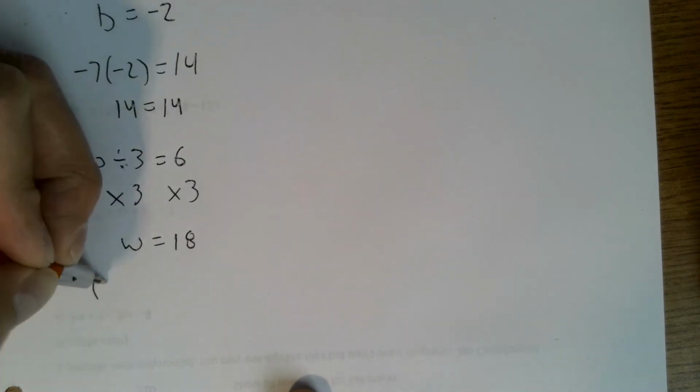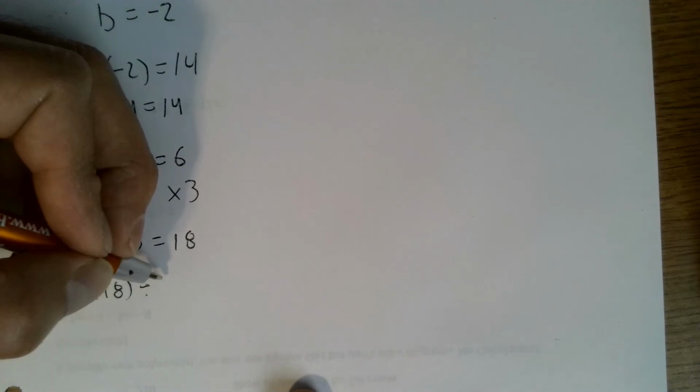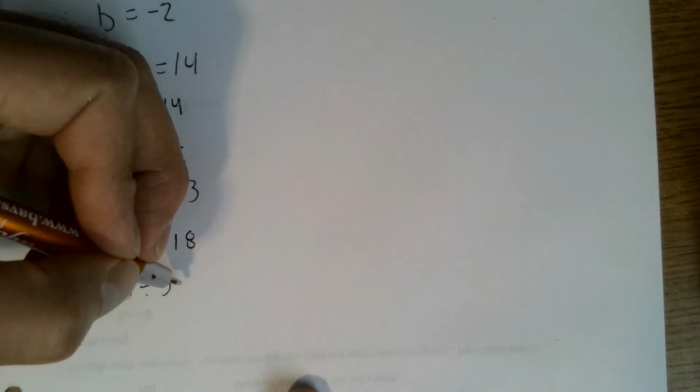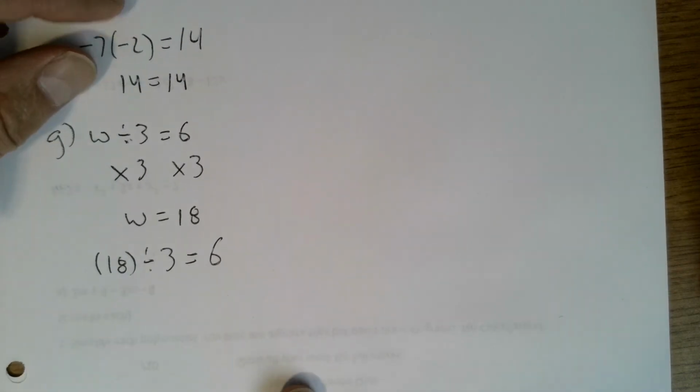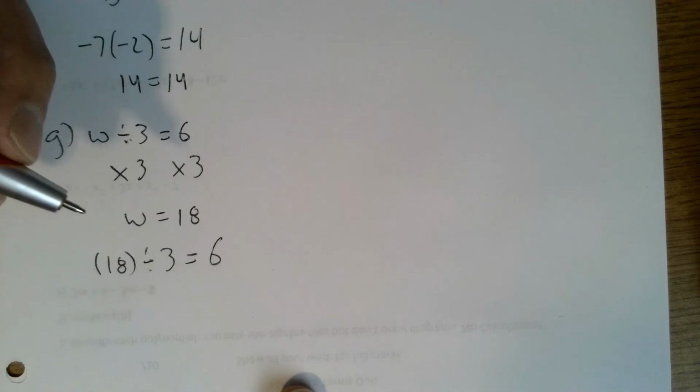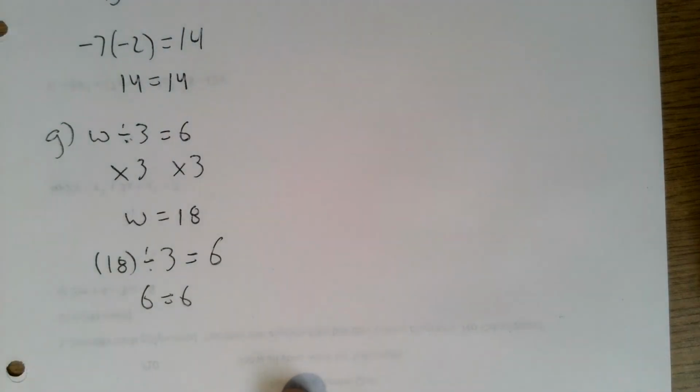Do our check, written exactly the same as the original. Notice there's a division sign in the original, so I want to write it with a division sign. If the original division was written as a fraction, I'd want to write my check as a fraction. 18 divided by 3 is 6, so I get 6 equals 6 is the truth. Okay, just two more examples. As usual, if I'm going too fast, make sure you pause and rewind.